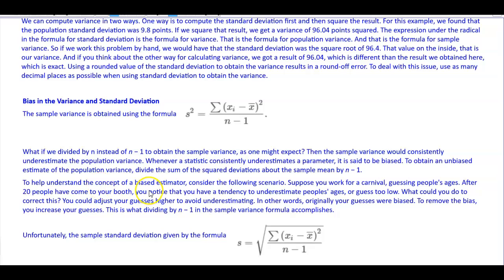To help understand the concept of a biased estimator, consider the following scenario. Suppose you work for a carnival, guessing people's ages. After 20 people have come to your booth, you notice that you have a tendency to underestimate people's ages, or guess too low. What could you do to correct this? You could adjust your guesses higher to avoid underestimating. In other words, originally your guesses were biased. To remove the bias, you increase your guesses. This is what dividing by n minus 1 in the sample variance formula accomplishes.